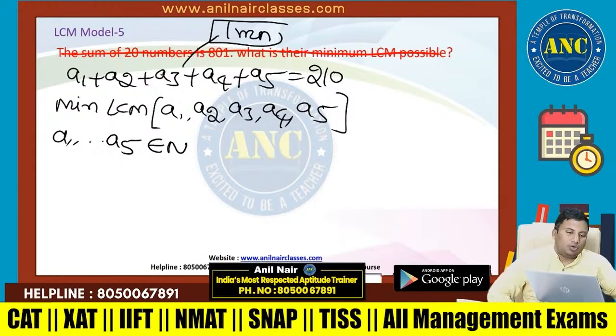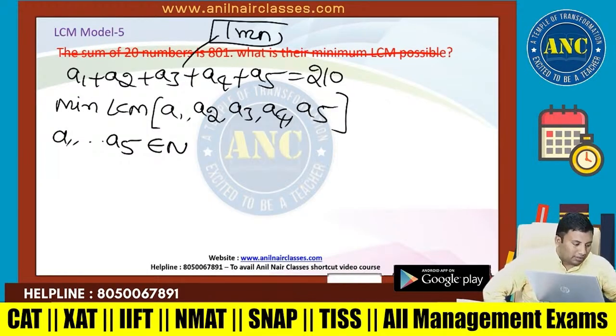A1, A2, A3, A4, A5. It is 210. Minimum LCM. What do you mean by divided by 7? Answer.